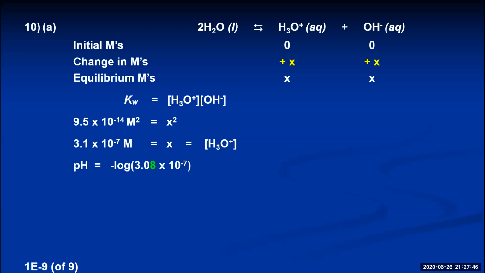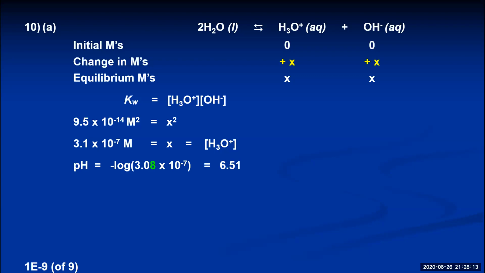If you want the pH, you're going to take the negative log of this number, so keeping a guard digit, I take the negative log of the 3.08 times 10 to the minus 7th. Now that's a 2 significant figure molarity, so I'm going to get a 2 significant figure logarithmic pH, which means 2 digits past the decimal point, so that'll be 6.51. So the pH of pure water at 60 degrees Celsius is 6.51.